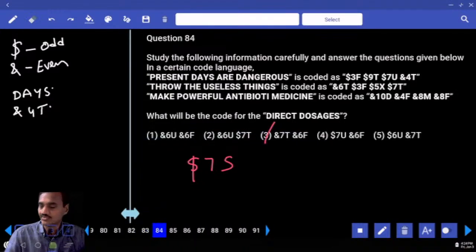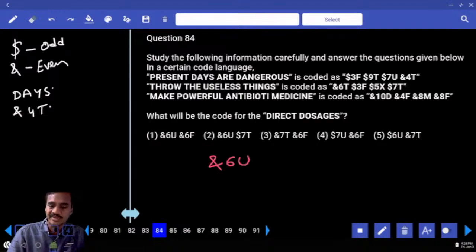The next one, 84. Now in this one, direct. How many letters are there? 6. Now 6 means yen. T plus 1 is U and T plus 1 is U and yen 6 U. Tell me where is yen 6 U. Yen 6 U, yen 6 U, 1 and 2. Now between 1 and 2, what is your answer here? Doses.